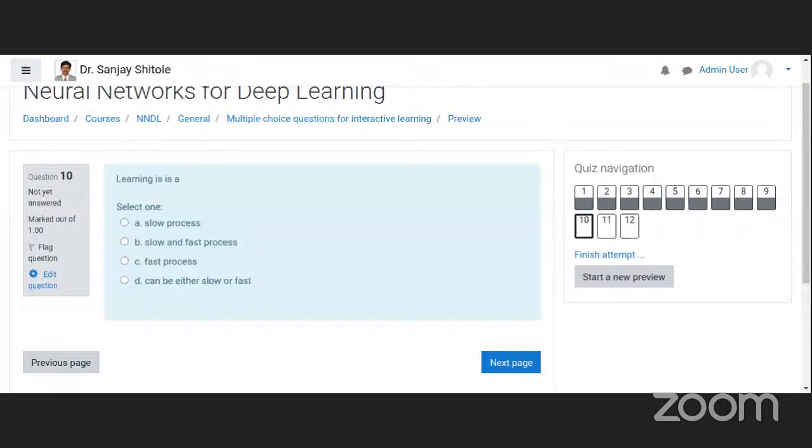Yes, very good. Most of the participants are putting answers in a chat. Very good. So this is really happening interactive session, and quick revision is also happening. So learning is A, B, C, D. Let's say I will put it A. Go ahead.